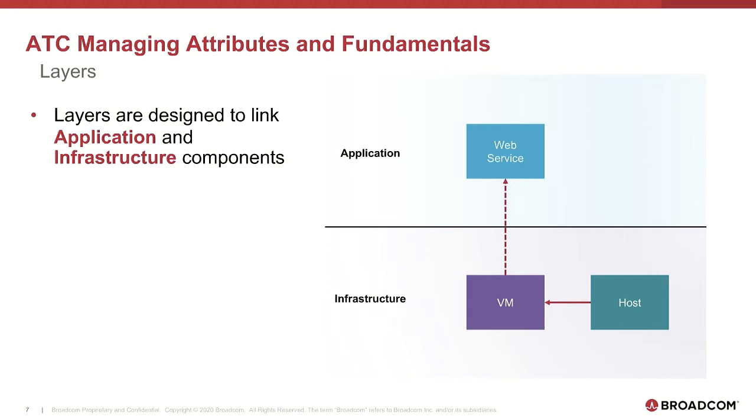Here is one very simple example of how you can imagine the link between layers. On the application layer, we have, for example, a web service. And on the infrastructure layer, we have a VM, which is running on the host. So this would be on the infrastructure layer. Now the edge contains a relationship. The host contains multiple VMs. On the other hand, the VM does not necessarily need to know on which host it is running.